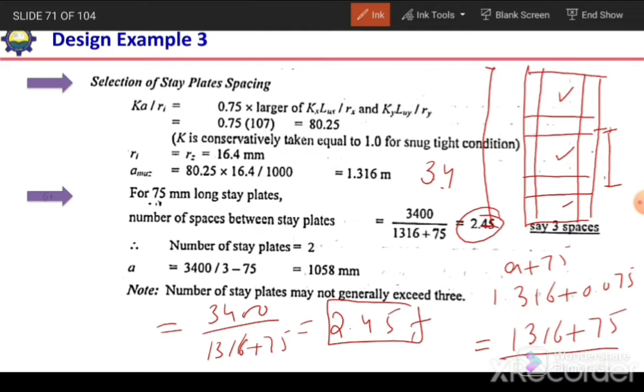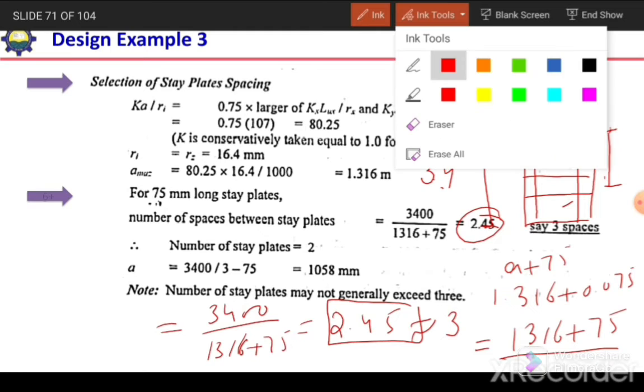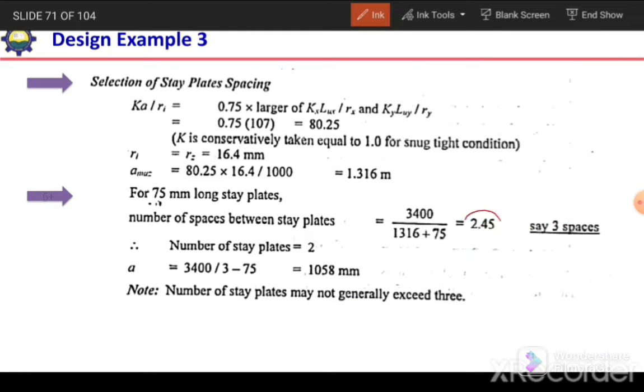But this number cannot be a fraction, so it should be either 2 or 3. For example, we say that the number of spaces is 3 instead of 2.45. If the number of spaces is 3, it means there will be 2 stay plates in between the member, one over here and one over here. So in that case we will have 3 spaces and 2 stay plates.